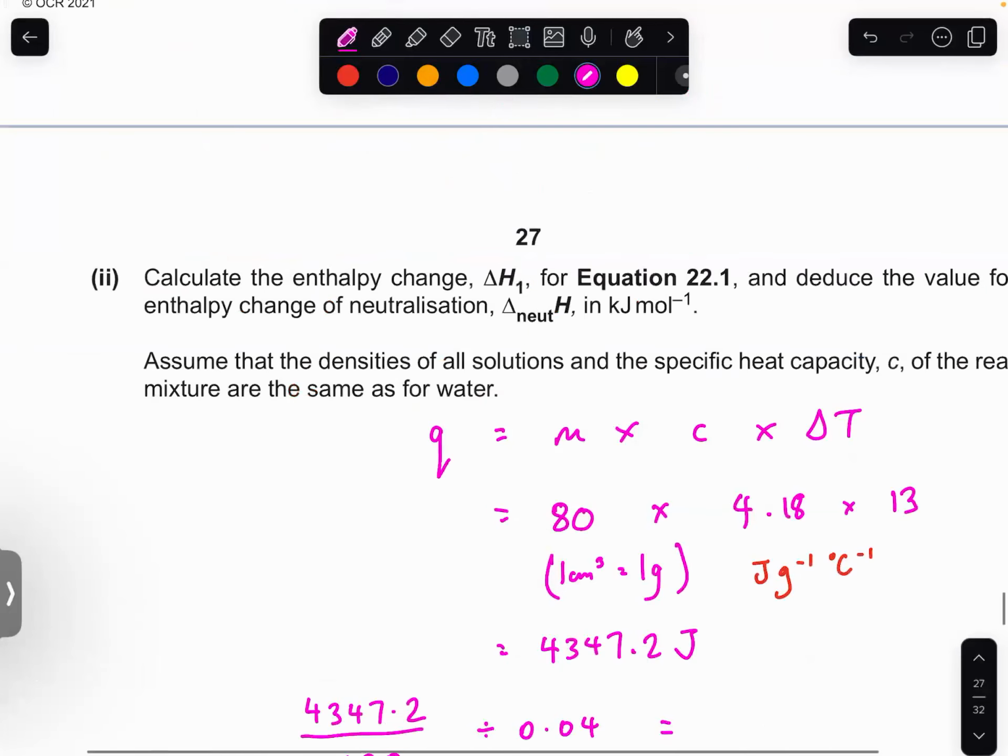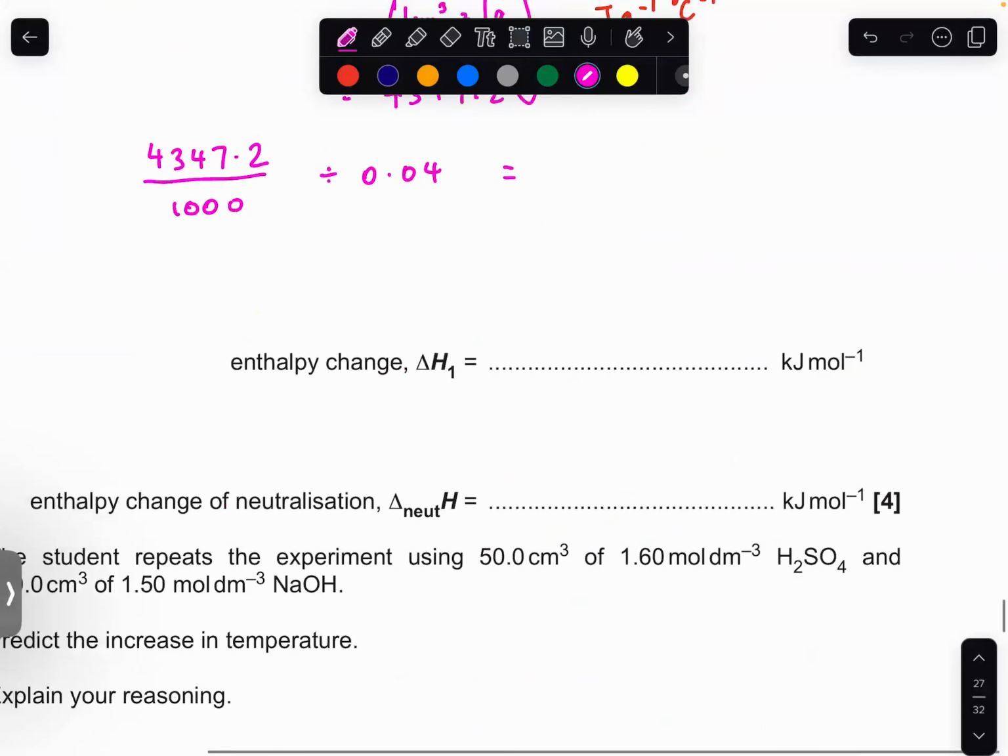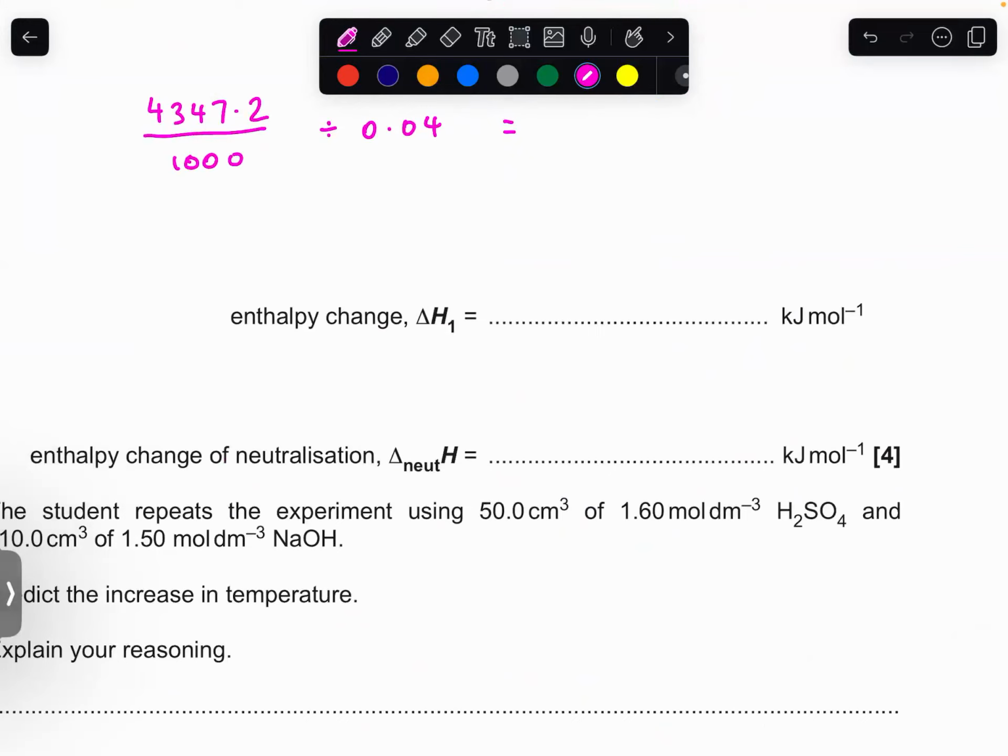How many sig figs does it want? It doesn't really say. If it doesn't say how many sig figs, 3 is the good standard. So we'll write the whole value down, but 3 is generally good. Minus 108.68 kilojoules per mole. Ladies and gentlemen, this is for 2 moles of water forming, but for 1 mole of water forming, we just very simply divide that by 2.